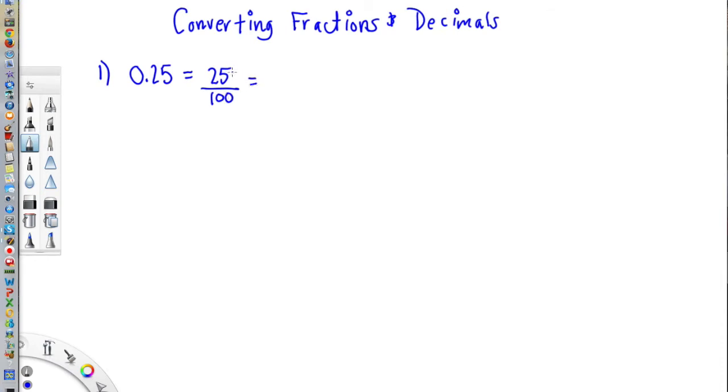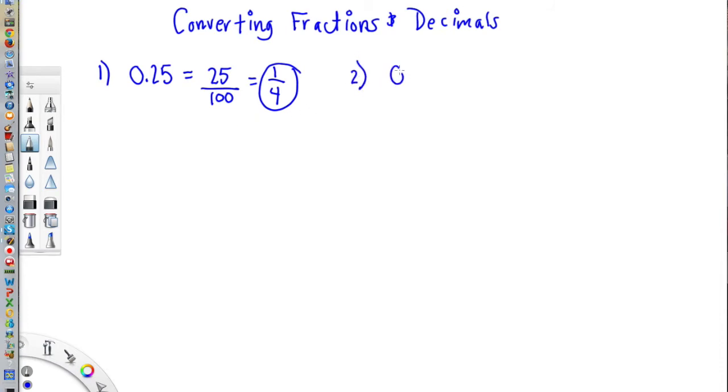We can factor 25 out of both of these. 25 will go into 25 once, and 25 will go into 100 4 times. So we have 1/4. That's our final answer. Let's take a look at number 2.